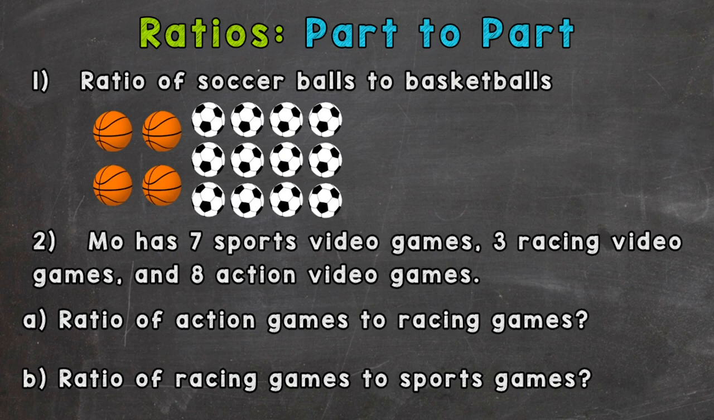So first, order matters in our ratio. So first, we need to find how many soccer balls. Well, we have an array of 3 by 4, which would give us 12 soccer balls. And 12 to 4 basketballs. Again, both are part of the whole group of the balls. That's why we call it part to part.